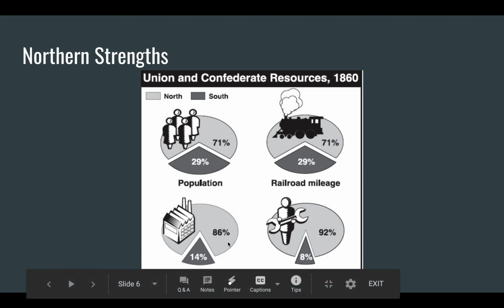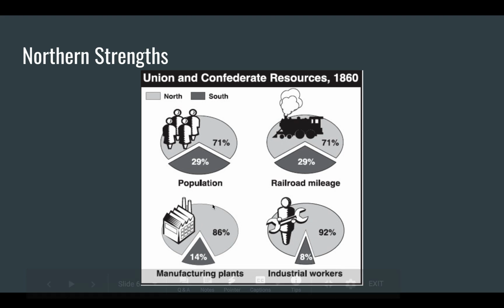Manufacturing plants. Now these next 2 are going to be pretty big. So if we look here, 86% of the manufacturing plants in the country were in the Union. So most of the things that were produced were being made in the North. This is guns, this is ammunition, this is uniforms, this is boots, things that would be essential for a soldier to have. And then industrial workers.